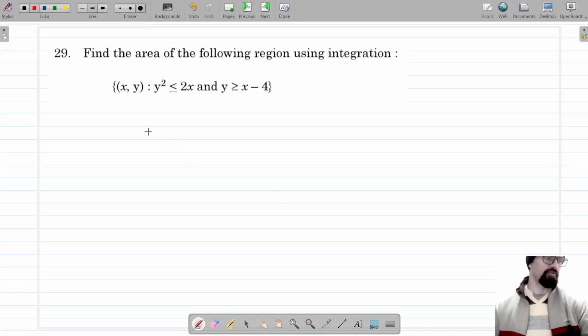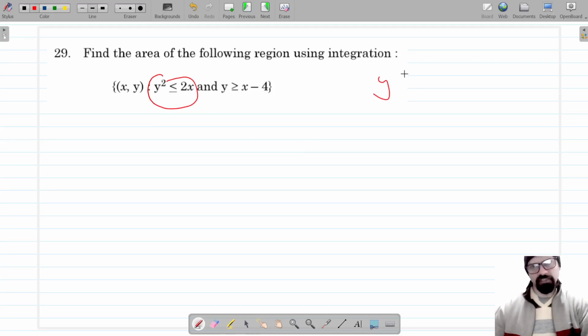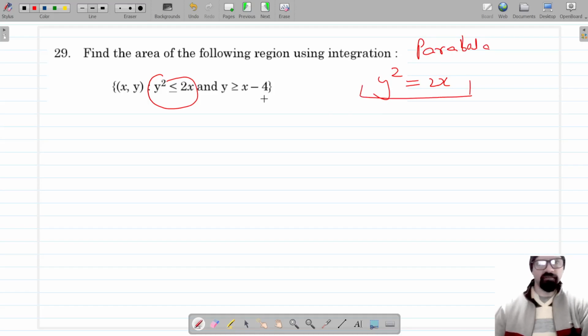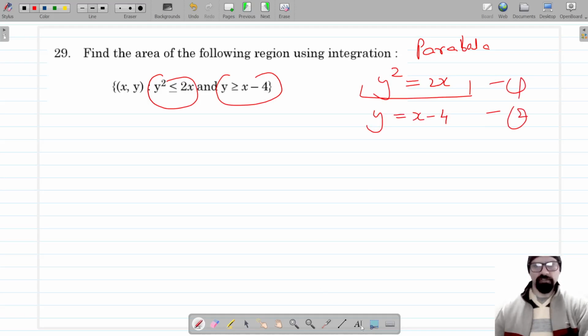Okay, for our next question, that is question number 29, we have to find the area of the region following region using integration. And the regions are y squared is less than or equal to 2x. So if I remove the inequality sign, this equation becomes y squared is equal to 2x, which is the equation of the parabola, which lies on the x-axis, and the vertex is the origin, and this is the equation of the line, y is equal to x minus 4. So this be equation 1, this be equation 2, and let me draw a sketch for this.